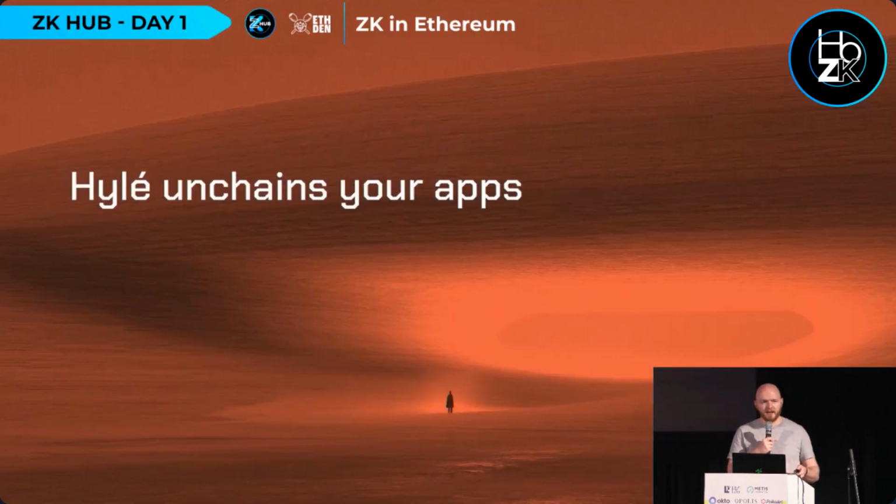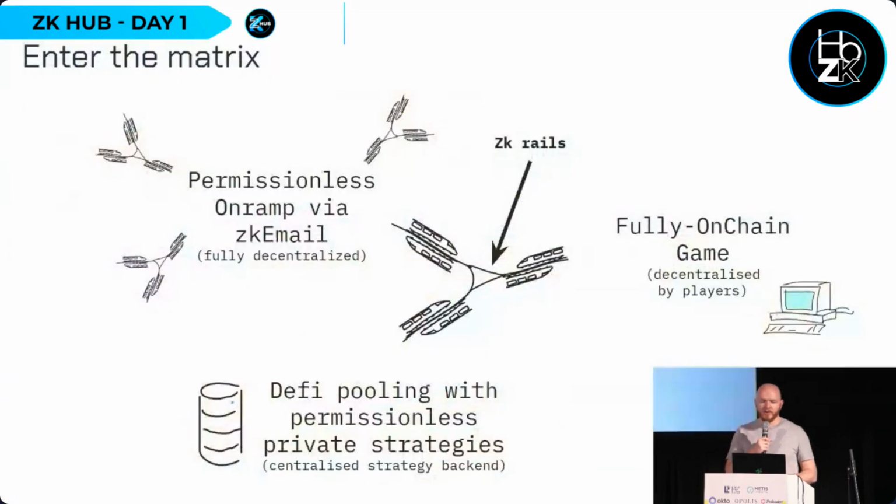And that's what we've been doing at Hyle, and it enables what we call unchained applications, because they're no longer limited by the chains. They're no longer restricted to what blockchains can do. You can do many more things on top of those ZK rails at the base layer. I'm giving random examples here. You could do permissionless peer-to-peer on-ramp with ZK email. Again, this can be done today with Noir and implemented in real time at Hyle.